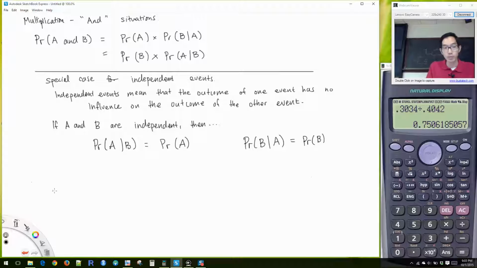Here's a question. If A and B are independent, could they also be mutually exclusive?